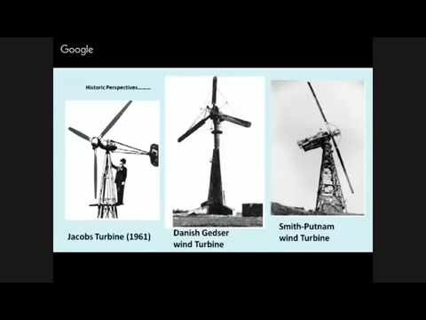These are a couple of designs. In 1961, the Chekhov turbine was there. These are all in terms of kilowatts or less than a kilowatt, in places where the wind velocity is reasonably good. These designs were there, and in Europe a lot of progress has been made. So the Dennis Getzer wind turbine was there, then the Smith-Putnam wind turbines. These are developments from the 1980s and 90s.